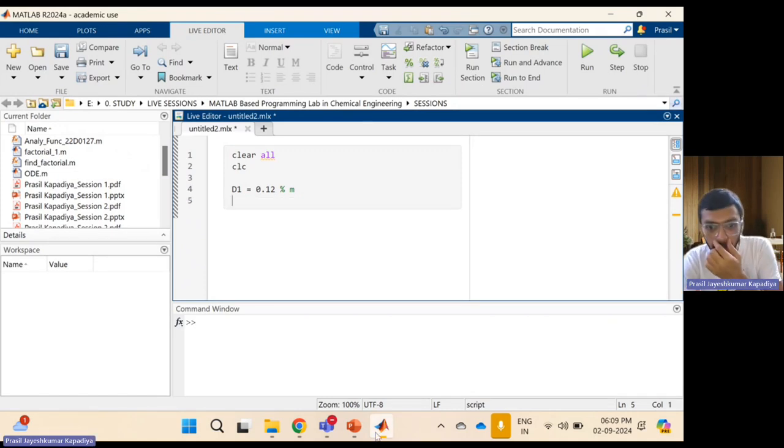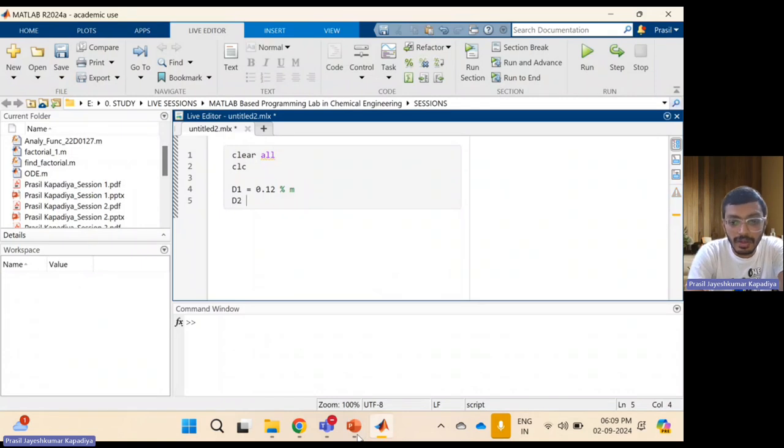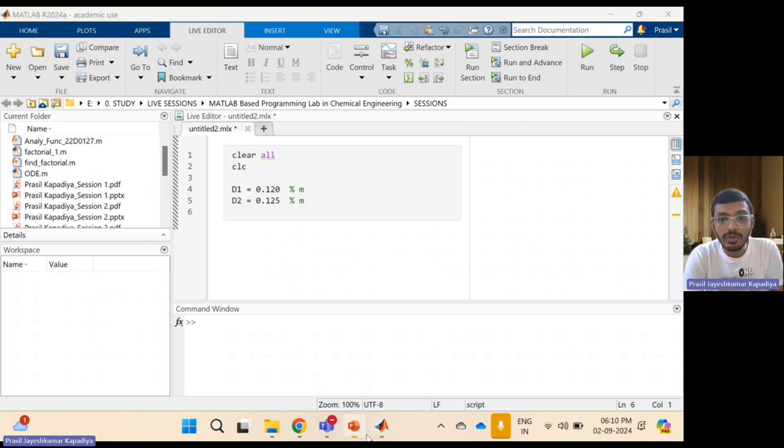Now, outer diameter is 125 mm. So D2 will be equal to 0.125, and its unit is meter. Okay. And D3. What is told for D3?